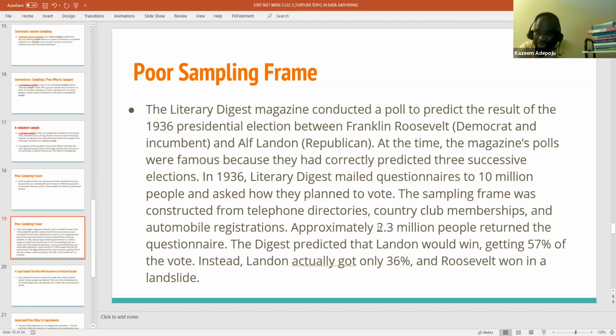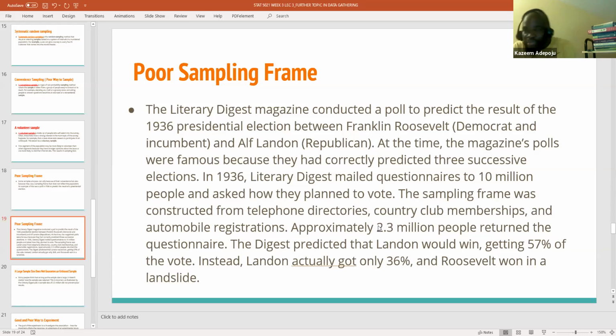Okay, and this will also lead to another topic, because some of you may argue with me. Oh, when I have a very large sample size, even if I don't care about the method of data collection, I don't care about the sampling frame or whatever, I'm going to be fine. You are not going to be fine, because this particular magazine actually had 2.3 million responses. Well, that is large. But you know what?